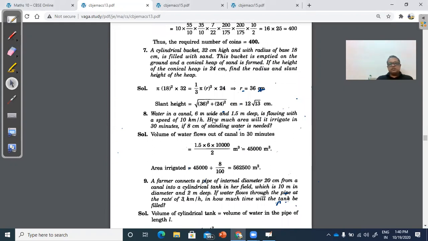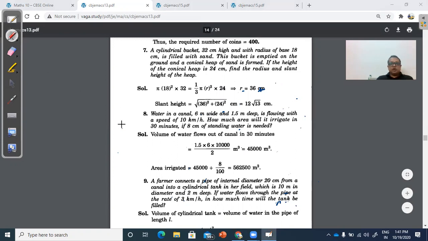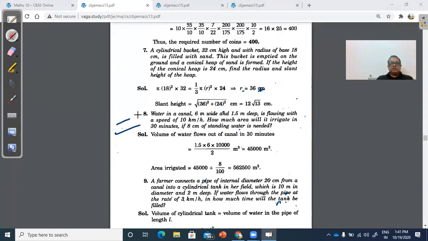Water in a canal 6 meter wide and 1.5 meter deep is flowing with a speed of 10 km per hour. How much area will it irrigate in 30 minutes if 8 centimeter of standing water is required? So the shape of the canal is a cuboid. The width is given, breadth is given 6, height is given 1.5, and water is flowing at 10 km per hour. Now this is very important.